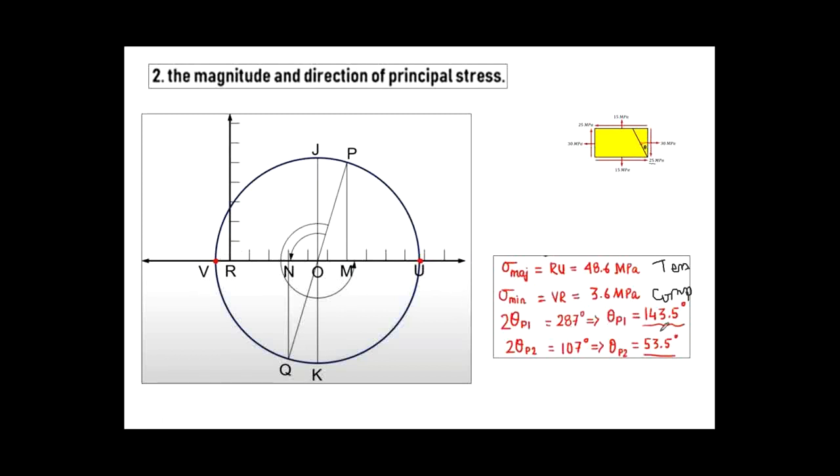Okay, twice theta P1 and twice theta P2. So the difference between these two, theta P1 and theta P2, is 90 degrees. Always remember, the difference between theta P1 and theta P2 is 90 degrees. Always remember this point.